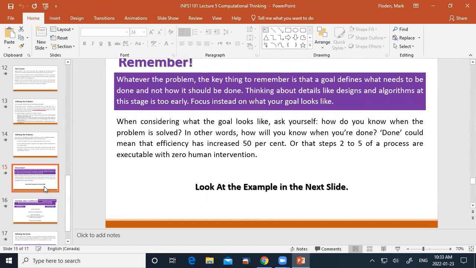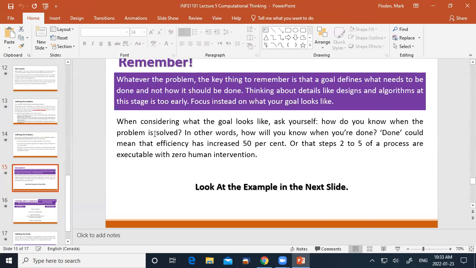Remember, the purple is really important, so that's highlighted. Let's look at that carefully. Whatever the problem, the key thing to remember is the goal: to find what needs to be done and not how it should be done. What's the old saying? Give a person a hammer and everything looks like a nail. Just because you know how to program in Python doesn't mean that every problem needs a Python program written for it. Maybe there's some other tool that you should use.